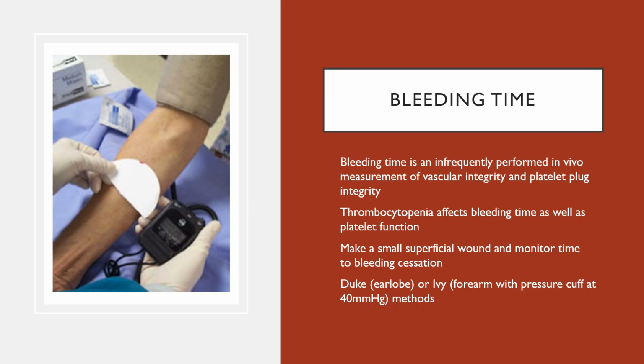The way we perform the bleeding time is we make a small superficial wound and then of course just monitor the time for the bleeding to stop. There are two different methods. Initially, we've got the Duke, which is a little superficial wound on your earlobe, or the IVY method, which is on the forearm where you have a blood pressure cuff above, and then they make a little superficial injury on your forearm, and then see how long it takes to stop.